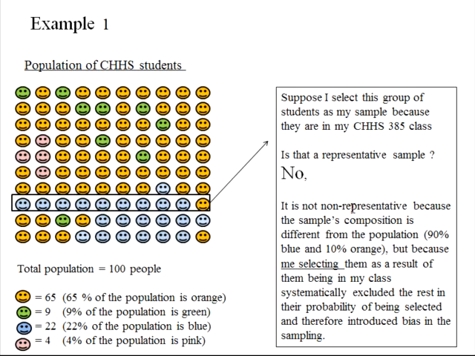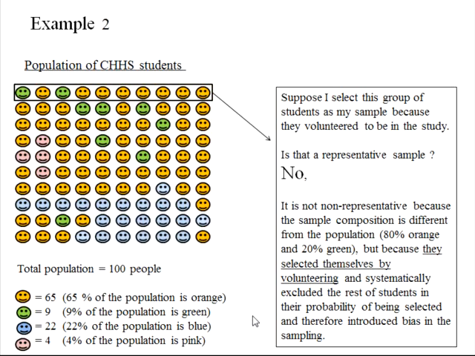Now, it doesn't matter really what the composition of the sample is. It is not non-representative because the sample is different from the population. It is non-representative because of the way I selected them.